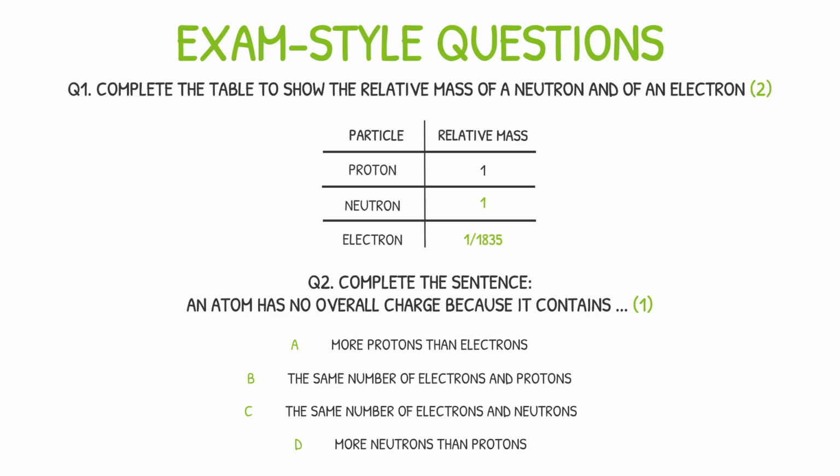1/1835. It's important to note here that the mass of an electron tends to vary depending on the source you are reading. Examining boards will likely accept a range of values for the mass of an electron, and so it's worth finding out the responses that your examining body will accept.